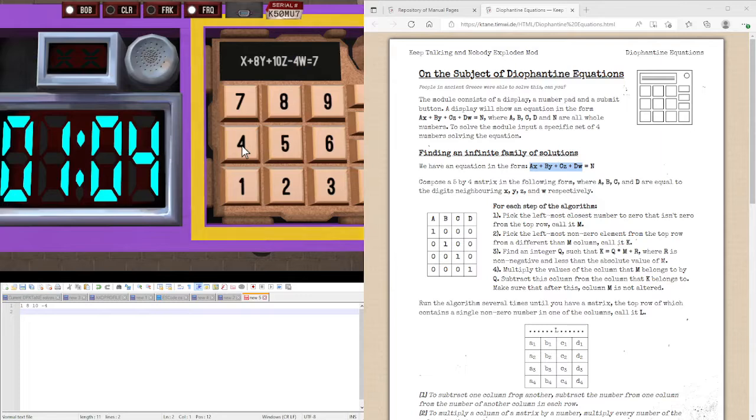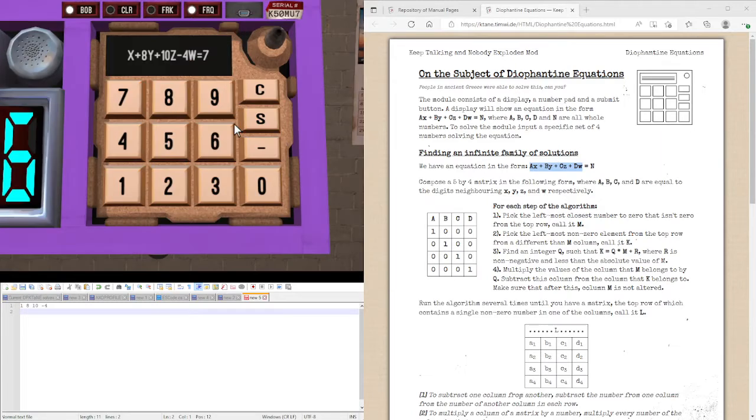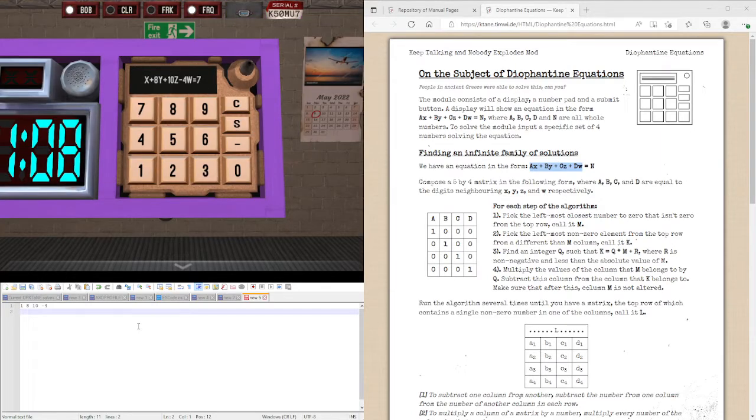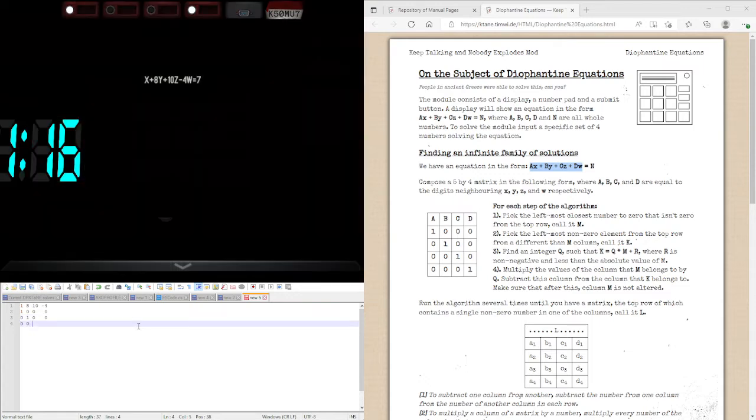Forgot to put the pacing on, so yeah. And then 1, 0, 0, 0, 0, 1, 0, 0, 0, 0, 0, 0, 1, 0. And then finally 0, 0, 0, 1.